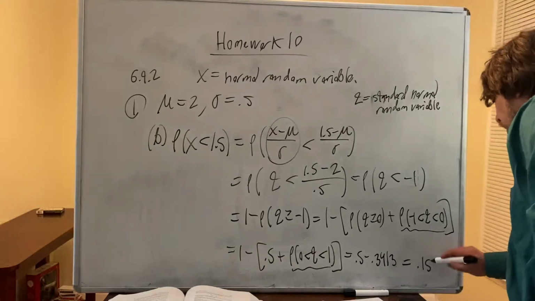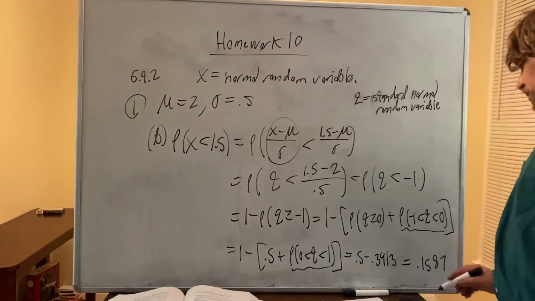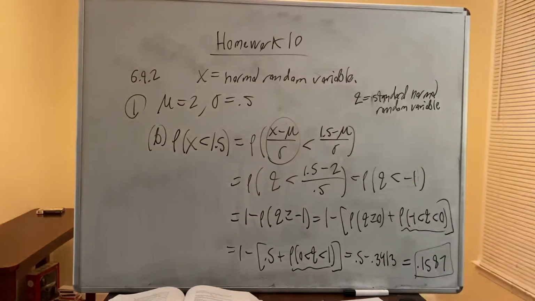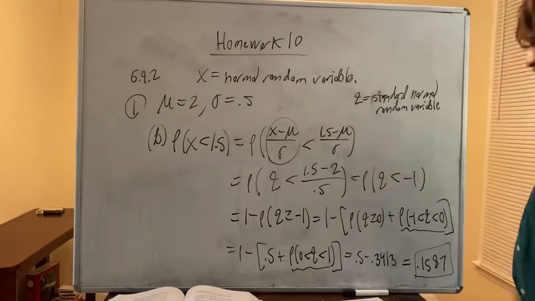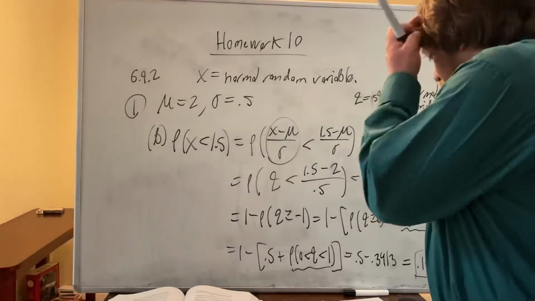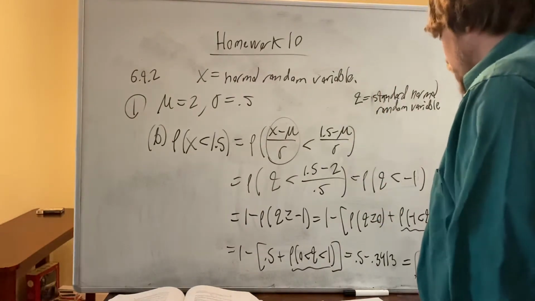Which is 0.1587. So the probability that X is less than 1.5 is 0.1587. That's part B. Okay, let's do part C.